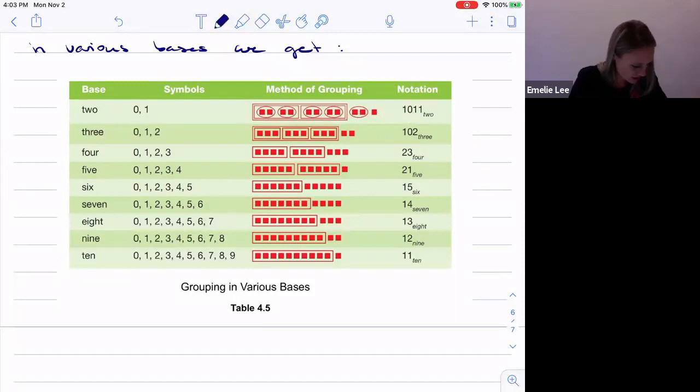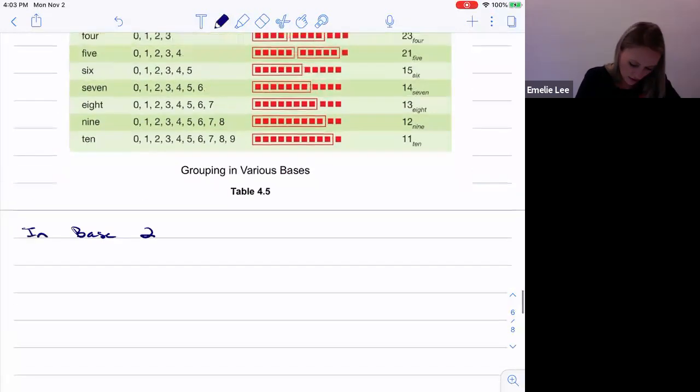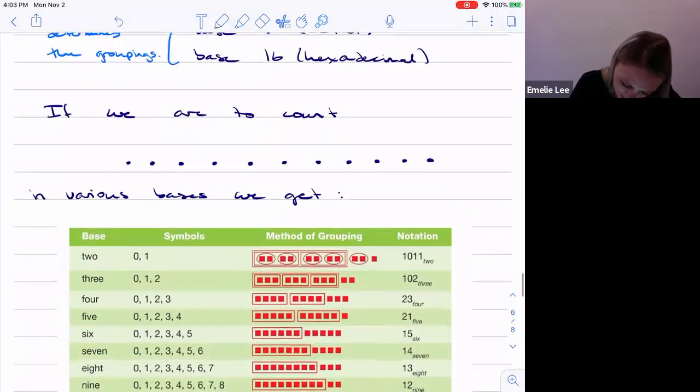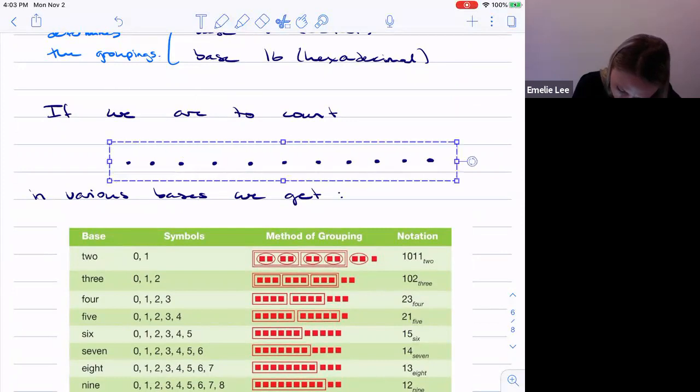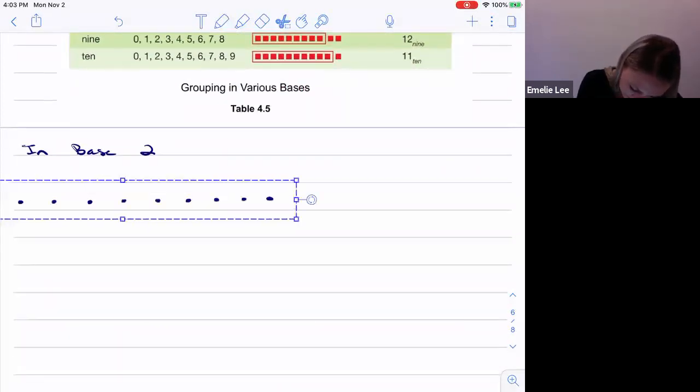So in base 2, I'm just going to steal these 11 dots, and you can just use the ones you probably just drew out.